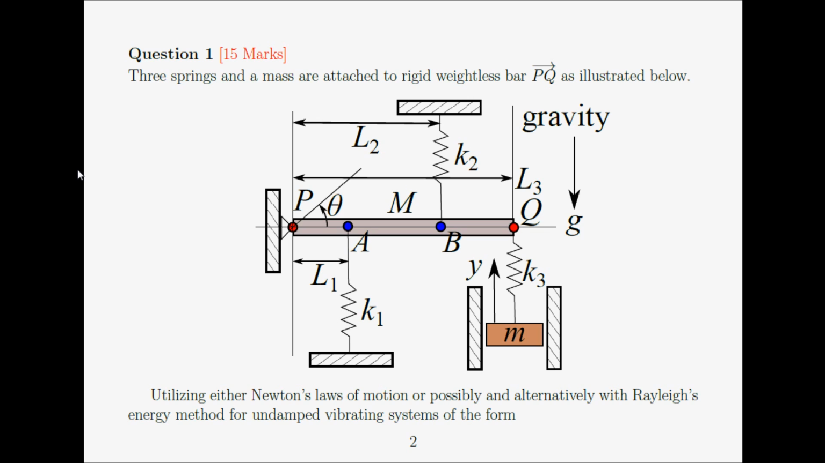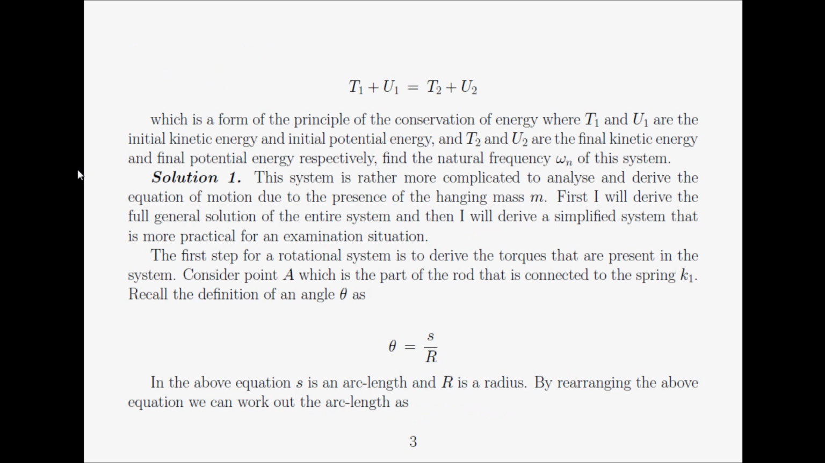In between the pivot and the free end are connected springs. There's a spring K1, a distance L1 from the pivot, and a spring K2, a distance L2 from the pivot, and gravity is acting in a downwards direction. We basically have to use Newton's equations of motion, alternatively Rayleigh's energy method, in order to derive the equation of motion. So, how do we approach the particular system?